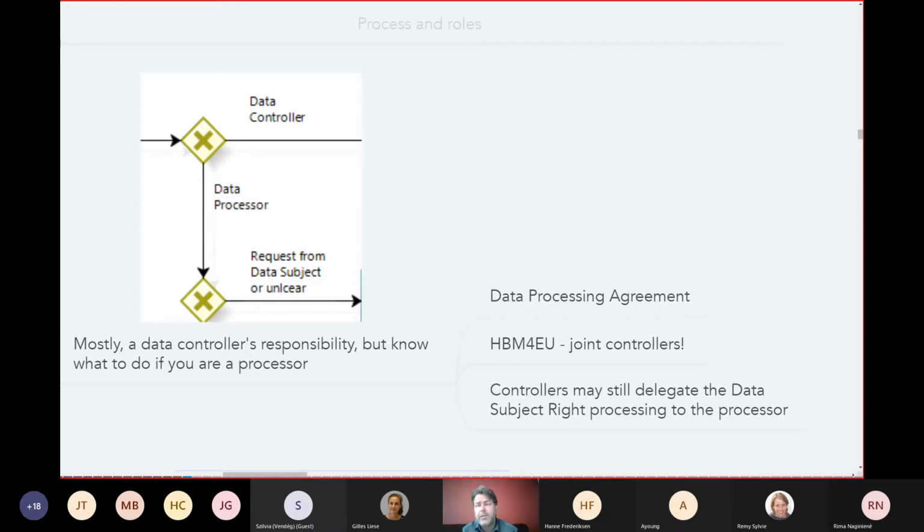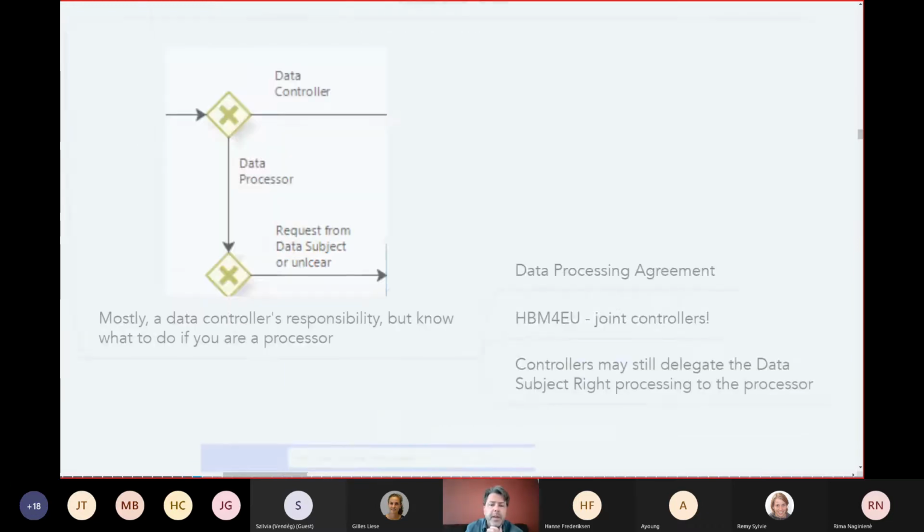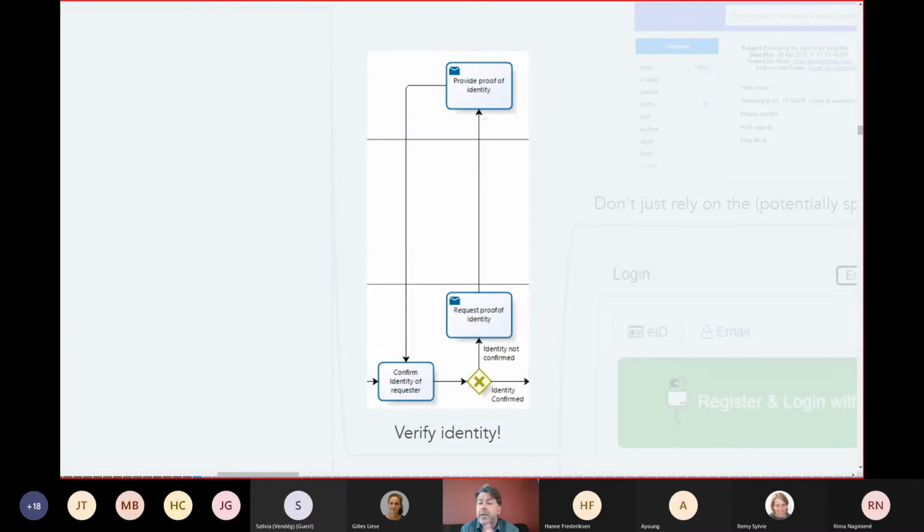Still, in practice, even if you are a processor, it might be that the data controllers have delegated this data subject rights handling to you as a processor, but that actually is different from your absolute rights to do so. So it's very important to check that and to know your role. And then something which I very often see being forgotten is that you are obliged to verify the identity.